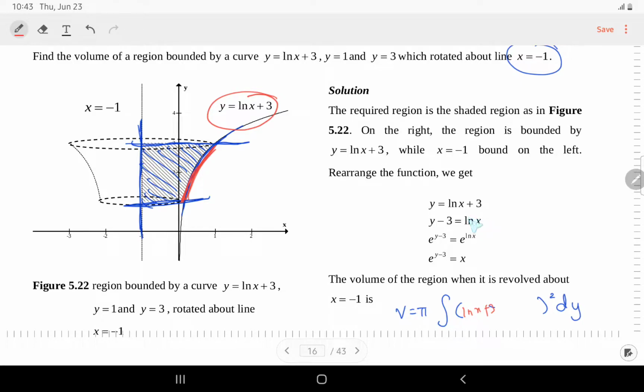So macam mana nak hilangkan ln? Kita kena eksponenkan belah kiri kanan. Okay, belah kiri letak eksponen, belah kanan letak eksponen. Benda ni jadi kuasa dia. So eksponen power of y minus 3 equals eksponen power of ln x. Okay, so eksponen power of ln x kita boleh modify dia akan jadi x sahaja. So x dah jadi sebagai subjek lah. So x equals eksponen power of y minus 3. So yang tu yang kita akan masukkan kat sini sebagai function belah kanan.